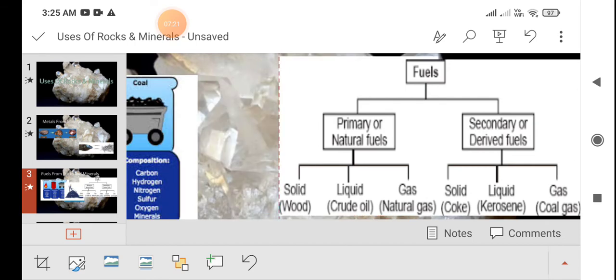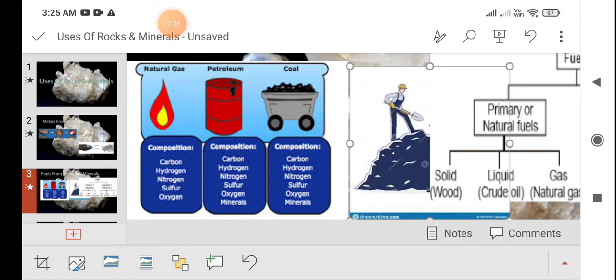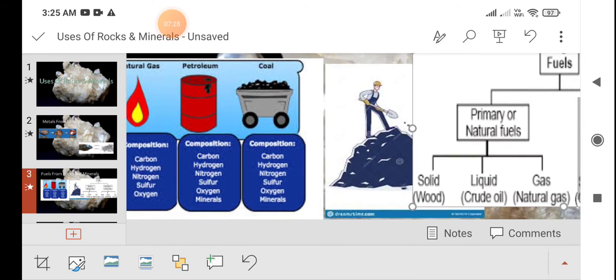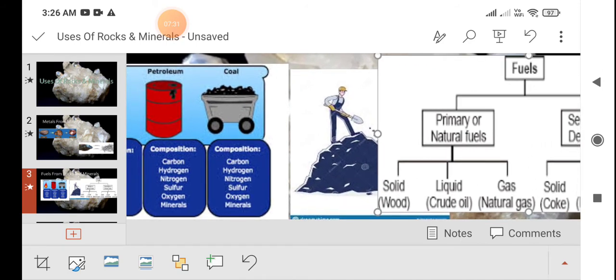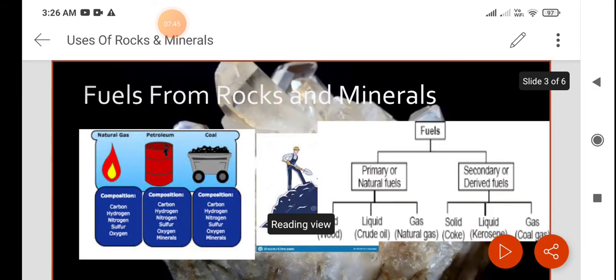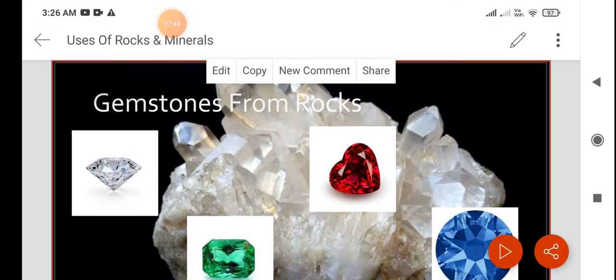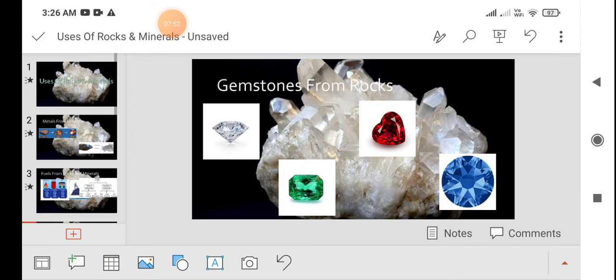Understood? So here how the coal is formed, how the petrol is formed, how they are essential in our day-to-day life, you learnt now. And these all we are getting from rocks, the minerals. From the rocks and minerals, we are obtaining all these different minerals essential in our day-to-day life. And you can also see now how the gemstones are formed from the minerals.